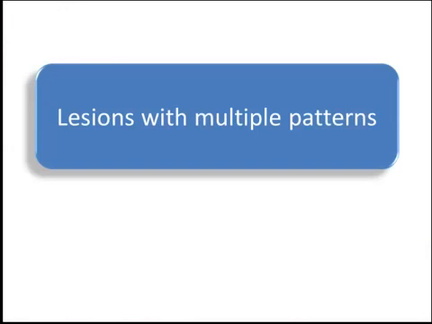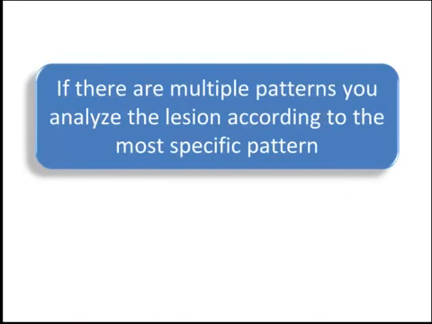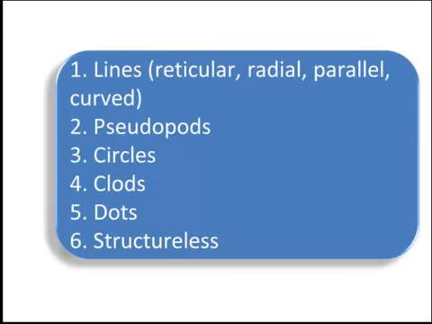Now, how to use pattern analysis for lesions with multiple patterns? Well, the first and most important point is that if there are multiple patterns, you analyze the lesion according to the most specific pattern. But what is the most specific pattern? Lines are usually more specific than all other patterns. This includes reticular lines, radial lines, parallel lines, and curved lines. Then the second most specific pattern is pseudopods, then circles, then clots, and then dots, and the structureless pattern is the least specific pattern.